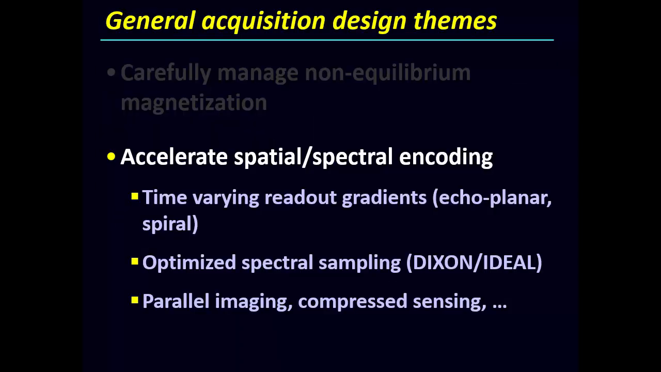Now, for the next part of the talk, and the last part of the talk, I want to talk about some of the strategies that have been used for accelerating the acquisition, both accelerating spatial encoding and accelerating spectral encoding. The general things that have been done are to use time-varying readout gradients, such as an oscillating echo-planar gradient or a spiral gradient, to use optimized spectral sampling, for example, the IDEAL method, and there are some more general methods, of course, such as parallel imaging and compressed sensing, which are applicable to a wide variety of things. We'll look at one example that uses compressed sensing.